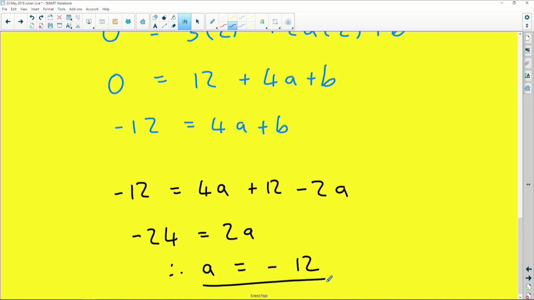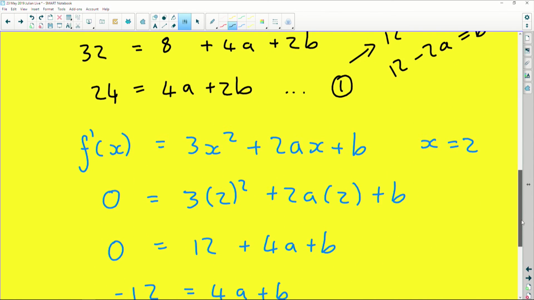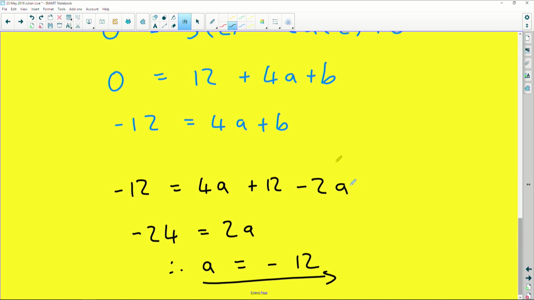Okay, so that's halfway done. If I want to find b, I just substitute in my value for a. So a is negative 12. Let me use a different color over here. I'm going to have then that b is equal to 12 minus 2 times negative 12. And that there, that's going to get me to equal to 36. And there we go, guys. That's my value of a and b.